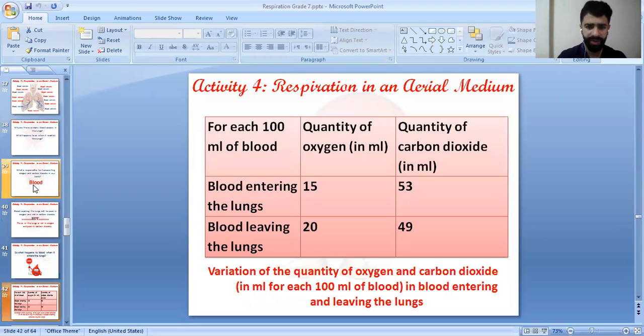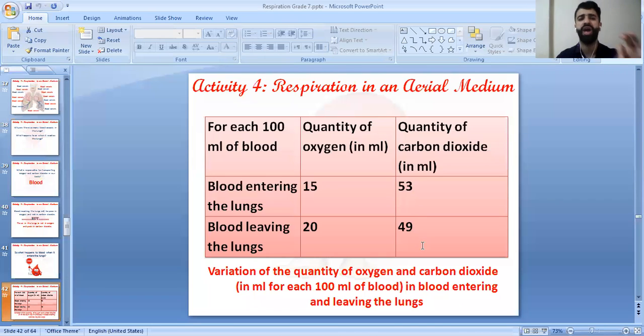Let's compare this table. This table is showing the variation in the quantity of oxygen and carbon dioxide in milliliter for each 100 milliliter of blood. For example, this one is 15 milliliter for each 100 milliliter of blood. And the blood entering and the blood leaving. This column is showing the quantity of oxygen in milliliter in blood entering and blood leaving. And this column is showing the quantity of carbon dioxide in milliliter in blood entering and blood leaving.